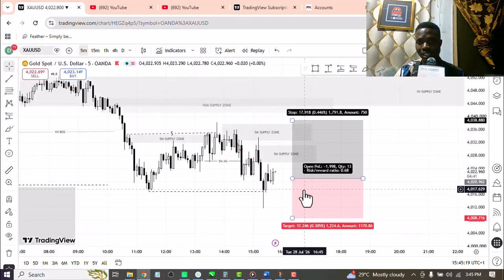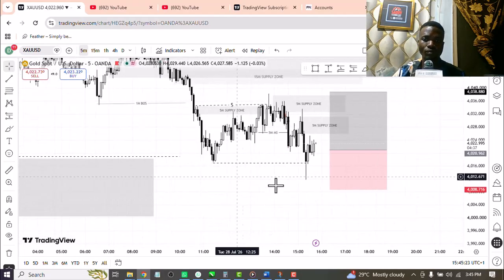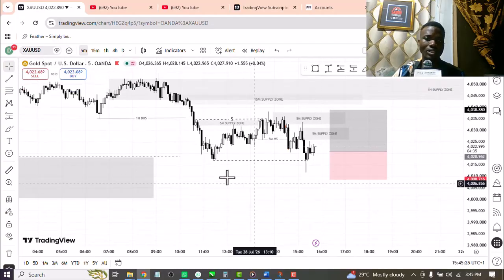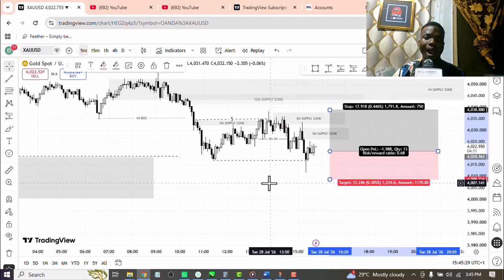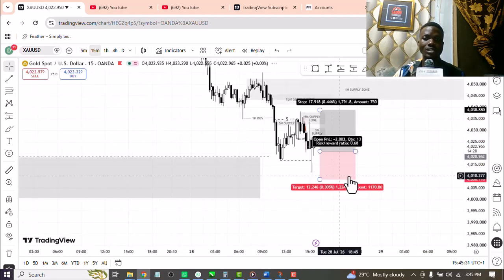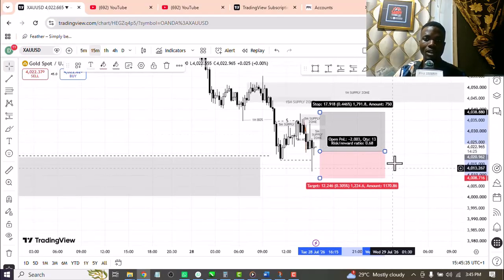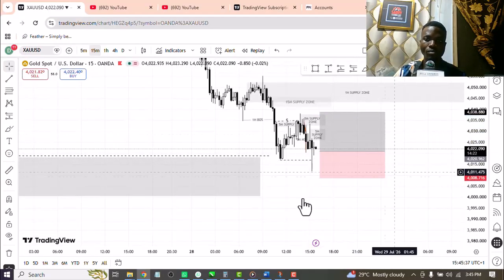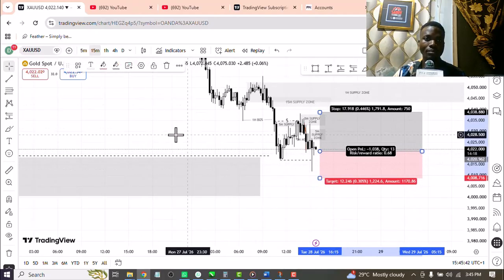So I have already entered this trade. I know that this trade is going to be a sell trade, and I'm going to keep my belief that this is going to be a win trade. Okay, so let us see how this is going to play out.